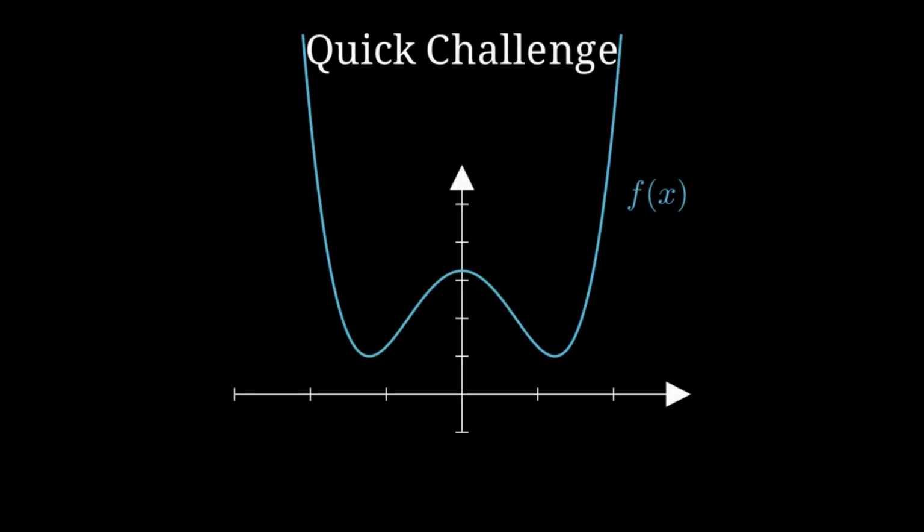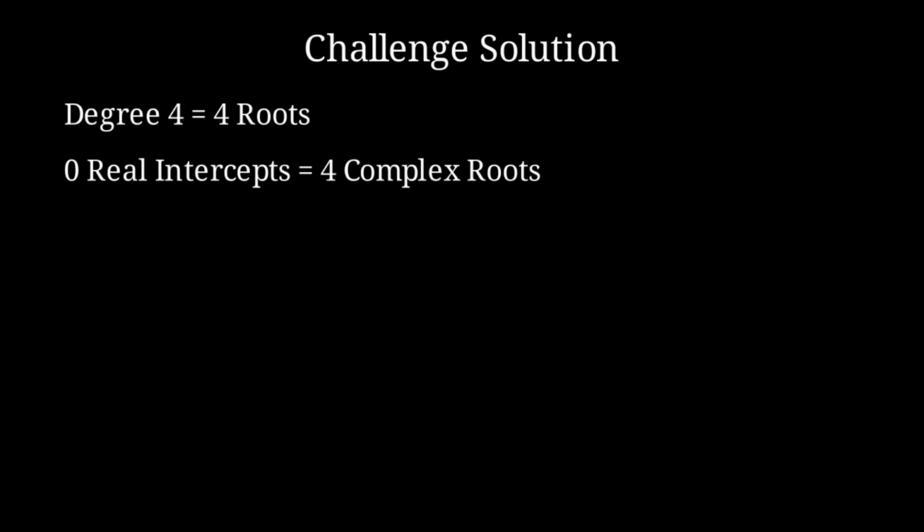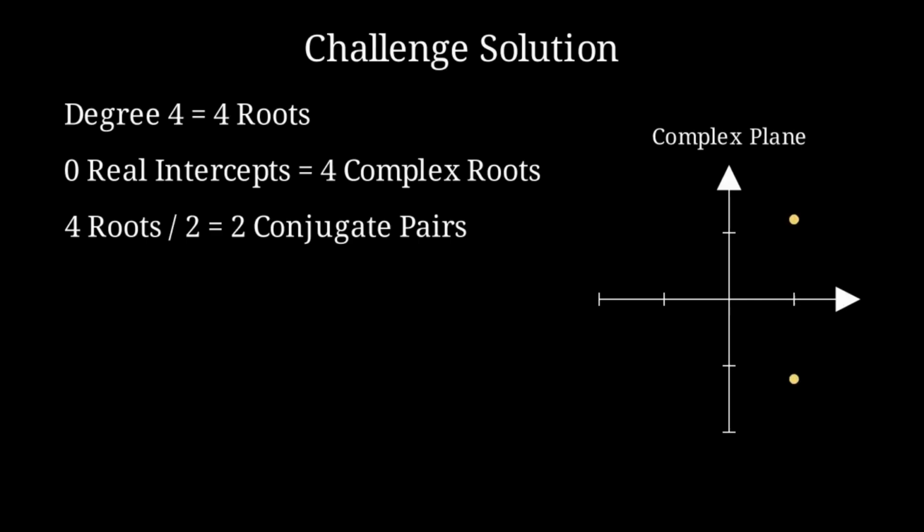Here is a quick challenge. Look at this degree 4 polynomial. It never touches the x-axis. Based on what we've learned about pairs, how many complex conjugate pairs must it have? Since the degree is 4 and there are no real intercepts, all 4 roots are complex. This means there are two distinct pairs of complex conjugates hidden within the geometry of the curve.